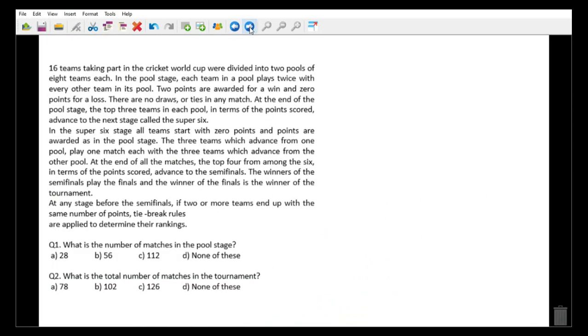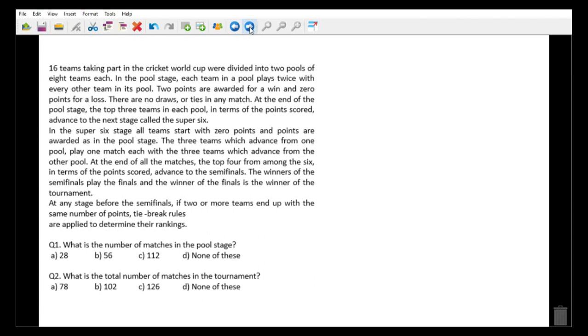So this is the question that we have: 16 teams are taking part in the Cricket World Cup, and they are divided into two pools of 8 teams each. In the pool stage, each team in a pool plays twice with every other team in its pool.